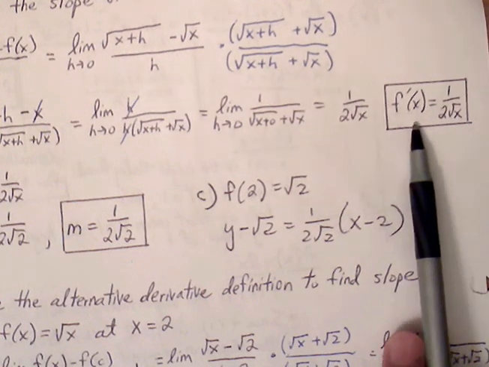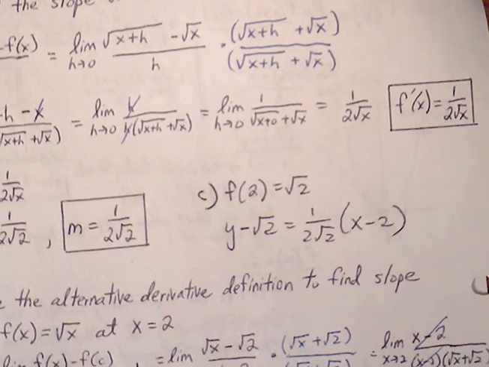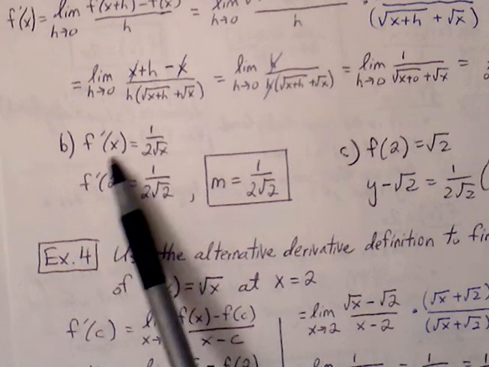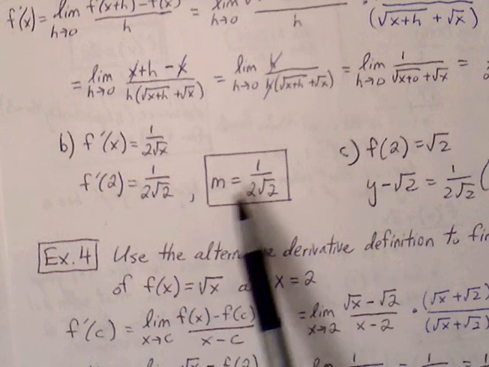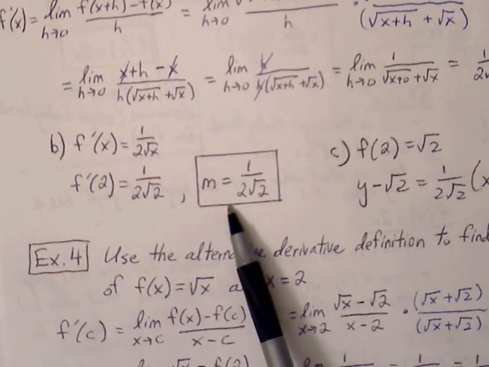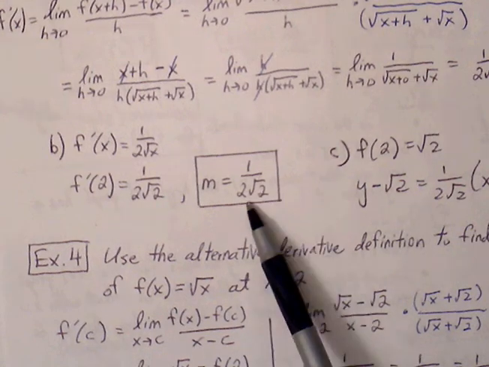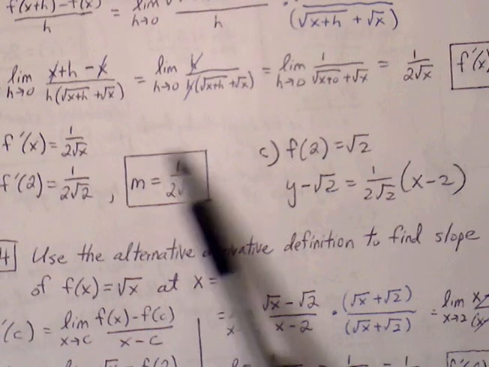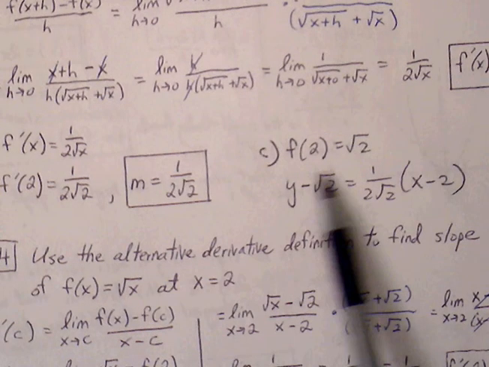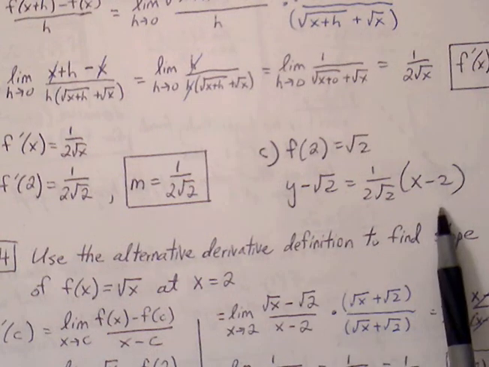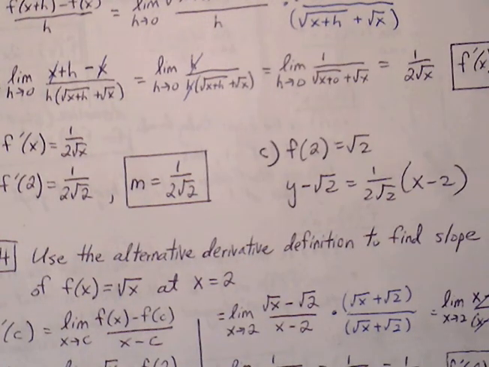But we want to find the exact slope at x equals 2. So now we can plug 2 into the derivative function, which gives us 1 over 2 root 2. So our slope is 1 over 2 root 2. If we wanted to find the equation of the tangent line, we will simply take our slope and our ordered pair, and then plug into our point slope form, which is y minus root 2 is equal to 1 over 2 root 2 times x minus 2.